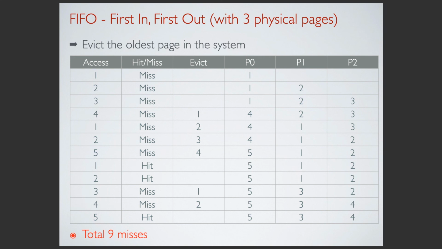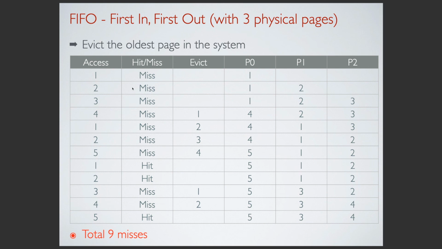And then I need 3. It's a miss. What was my oldest one? It was actually 1 here. You see, longest stretch. So I evict 1, and I put 3 instead, and so on. I need a 4. It's again a miss. I'm going to evict 2, and I'm going to put 4 instead. And then finally, I need 5. Oh, great. It's a hit.